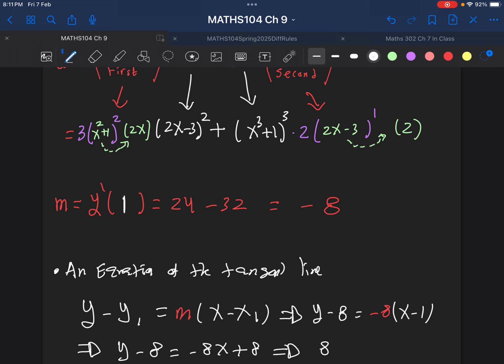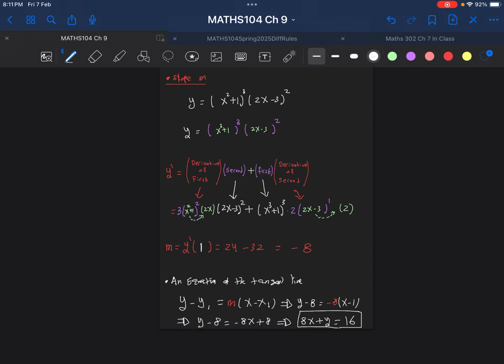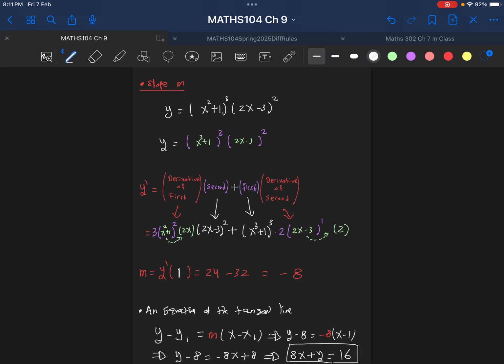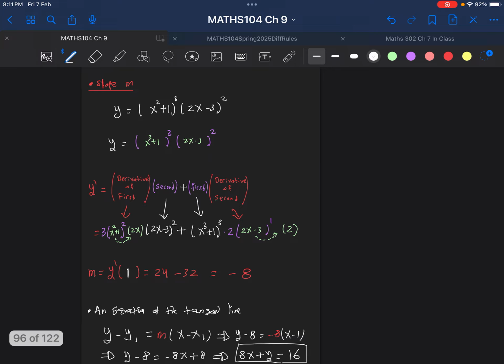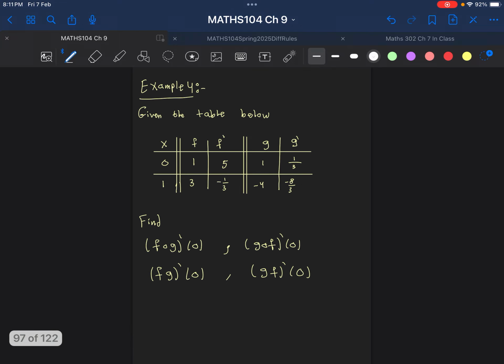If we move x to the other side, it will go with positive. Y will stay there. If we move negative 8 to the other side, the answer will be just 16. And that's the equation for the tangent line. And here is what we get for this question. Let's see question number 4, which will be the last question in this part.